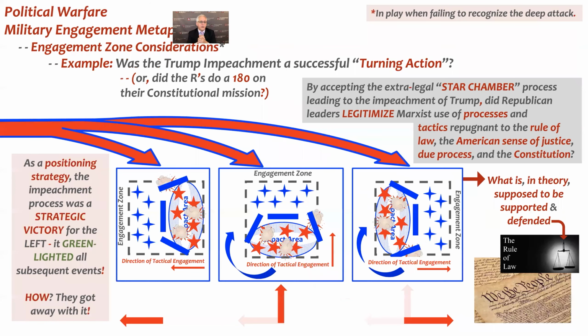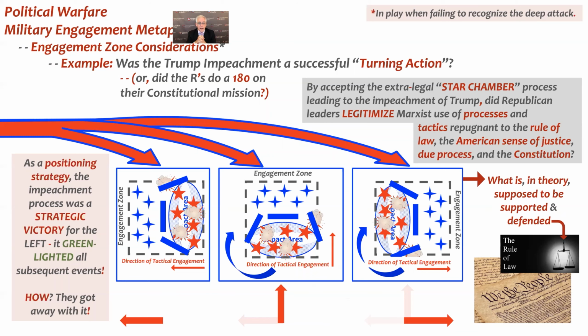Now I'd like to give you a mind bender, an example. Was the Trump impeachment truly successful for our side? Or was it successful for the other team? Was it actually one of these turning actions that the left engages in? Or could we retitle this, did the Republicans do a 180 on their constitutional mission? By accepting the extra legal star chamber process leading to the impeachment of Trump, did Republican leaders legitimize Marxist use of processes and tactics repugnant to the rule of law, the American sense of justice and due process, and the Constitution? And I would like to say, maybe they did.